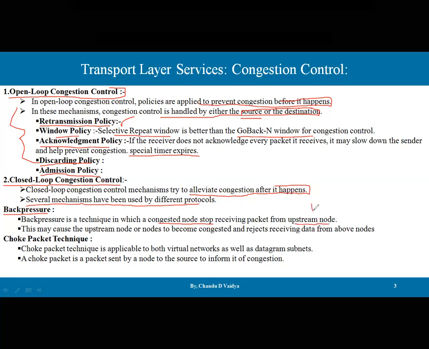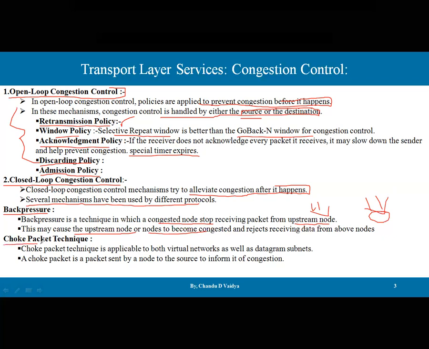So here, from the upstream node, it is going to stop receiving the packets so that it can reduce the traffic. This may cause the upstream node or nodes to become congested and reject the receiving data from the above node. So what does it mean? If a node is, let's say, choked up, it is better to stop that particular traffic from the upstream. So that is what back pressure is.